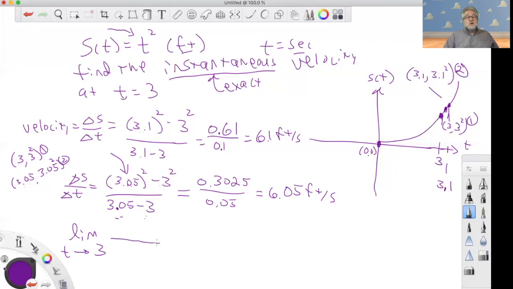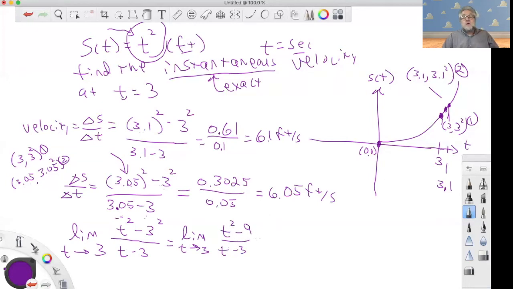So instead of using a point, I'm just going to use the variable t, because that's our function, right? t squared. So I'm going to use t squared minus 3 squared over t minus 3. This is the x coordinate for that point. This is the x coordinate for that point. And so this is, oops, I got to do my little limit thing. Limit as t approaches 3. So this would be t squared minus 9 over t minus 3.